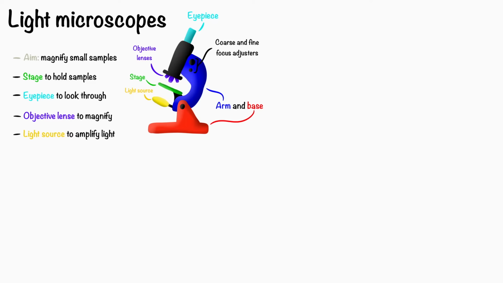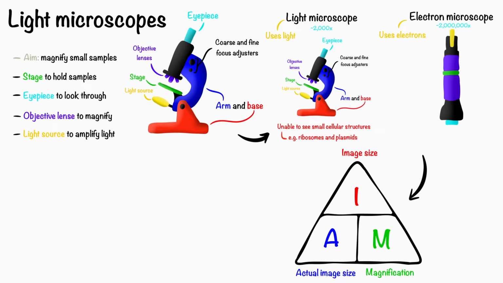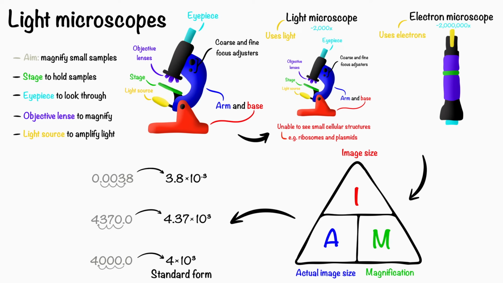In this episode, we'll start by looking at a diagram of a microscope, then take a look at the different types of microscopes and learn their key differences, explore an important equation that allows us to calculate magnification, and finally, look at what standard form is and why we use it in science.